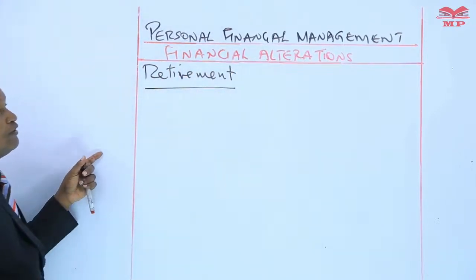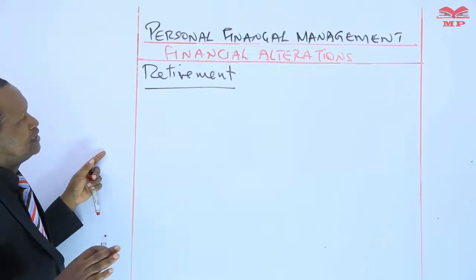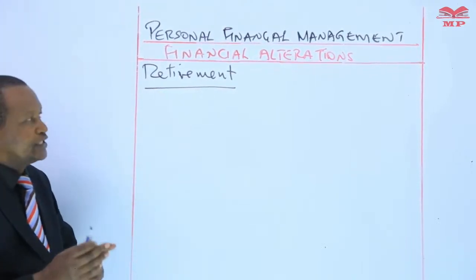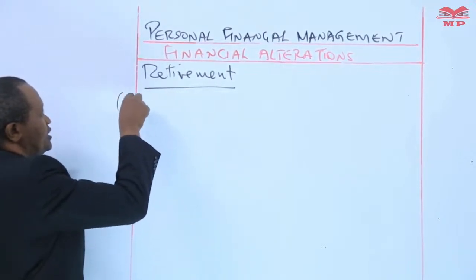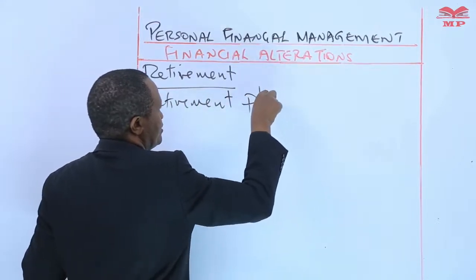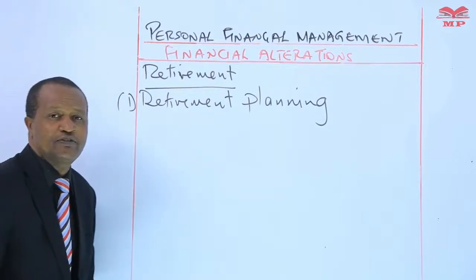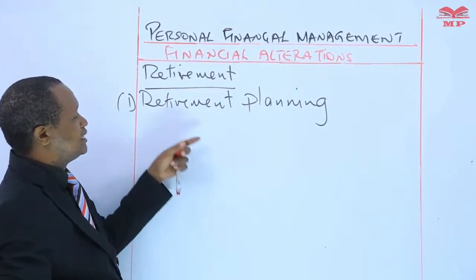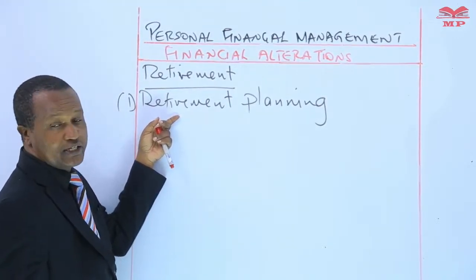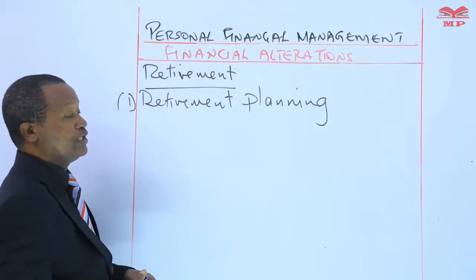Financial alterations for retirement. Now, candidates, in personal financial management, it's important to plan for retirement, what we are referring to as retirement planning. As individuals, we should not live as if we won't retire. Retirement is inevitable. Retirement refers to a period when one may not be able to work. One may not have the strength to go to work or do the normal things that we do in life.